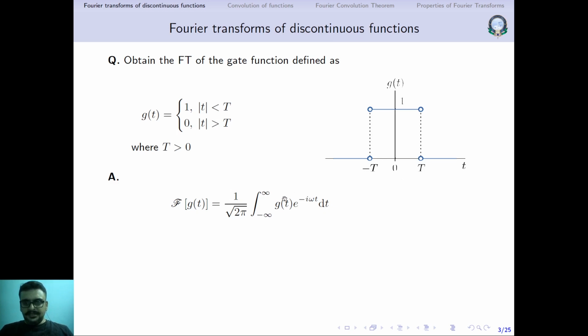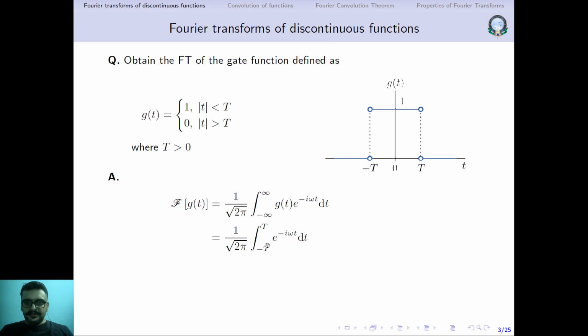Here we are trying to integrate from minus infinity to plus infinity, but you can see the gate function has the value 1 only between minus T and plus T. Outside this range, the gate function takes the value 0. As a result, our integration limits get truncated. Earlier it was from minus infinity till plus infinity. Now it will be confined to minus T till plus T, because the gate function is 0 everywhere else. Within this range, the gate function takes the value of 1. So that's why we have only e to the power minus i omega t dt.